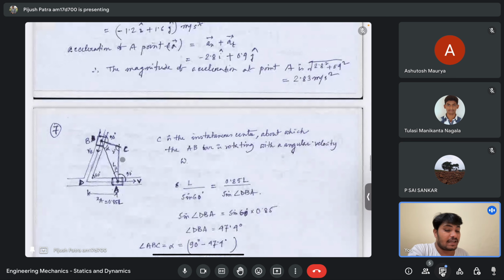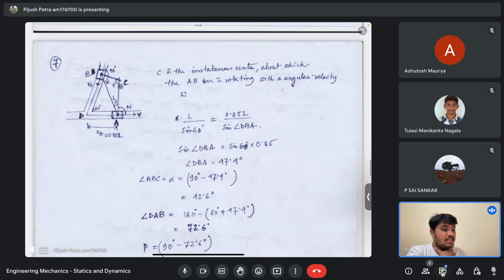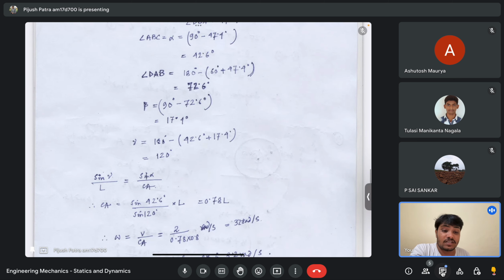Now I know all three angles for this configuration, and I have been given that this velocity is something like 2 meters per second. This velocity is given. So how will you do it? Again, you can say that sine gamma by L is equal to sine alpha by Ca. What is Ca? Ca is this distance. You need to calculate Ca, and V is equal to omega into Ca. It is rotating about that point C, right? If you know that length Ca, then omega into Ca will give me the V. So I am interested in calculating the length Ca.